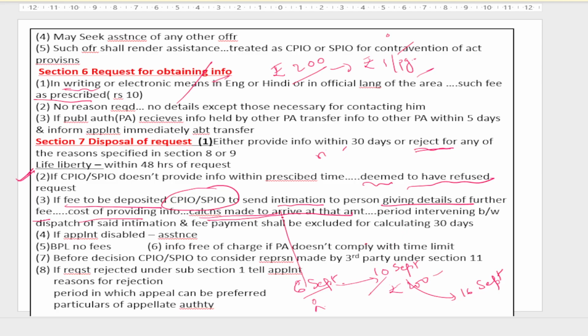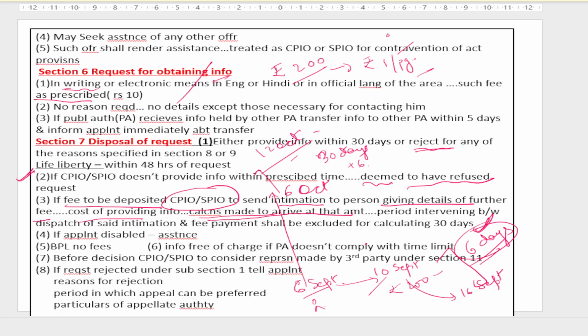Now normally 30 days would expire on 6th of October, but since the applicant has taken 6 days to respond to the letter asking for fees, these 6 days are not to be counted towards the 30-day period. So now the PIO can give the information up to 12th of October. So total time available will be now 36 days, because these 6 days will not be included towards the counting of 30 days.